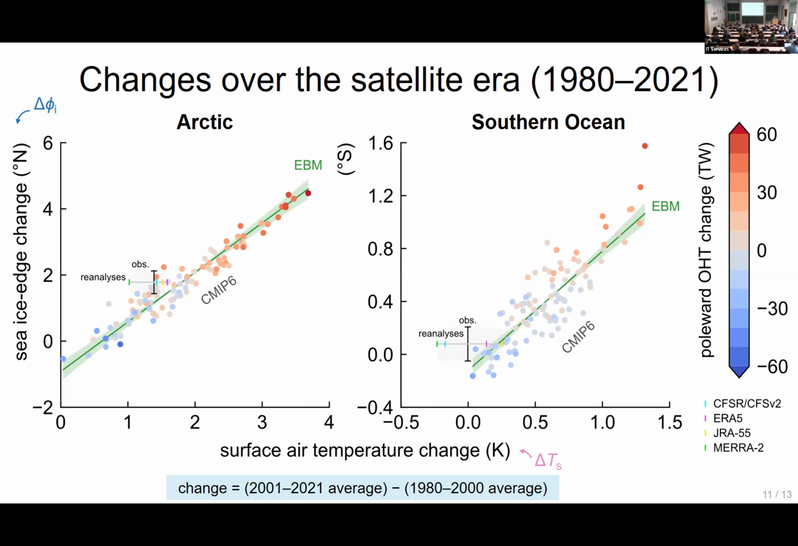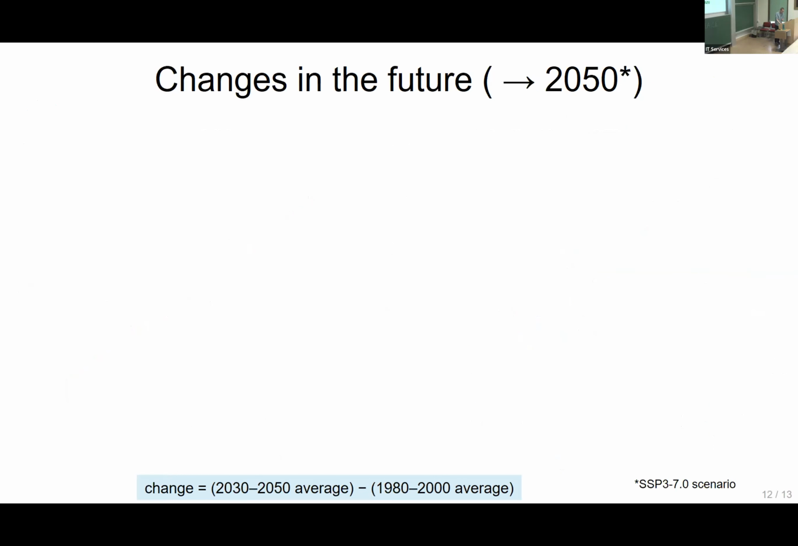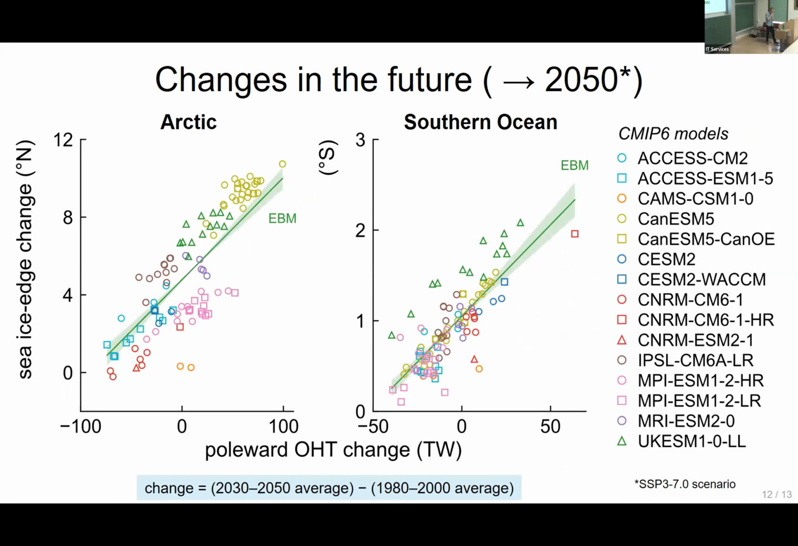We can extend this now to the future period. We're basically going to do the exact same thing, but we're just going to extend our time period into the mid-21st century using a mid to high emission scenario. So now it's basically the same thing, but I've plotted it against the OHT change. The surface temperature change is now hidden, and I've chosen to reveal model identities.